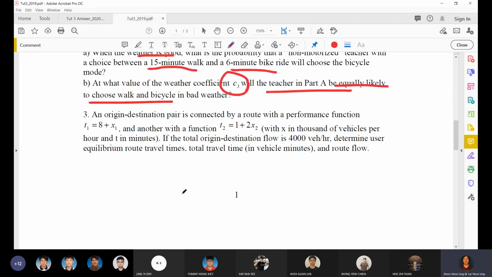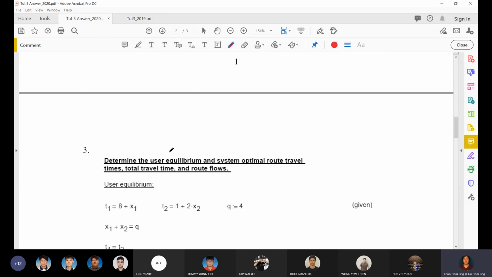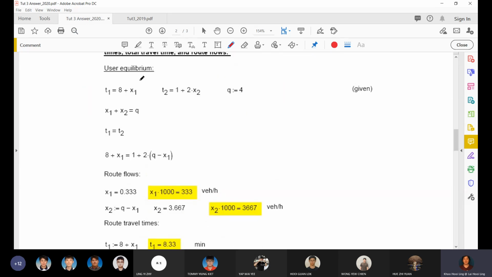That is question 3. Question 3 is on traffic assignment. An origin destination pair is connected by a road with a performance function given: T1 is 8 plus x1, T2 is 1 plus 2x2. So we wanted to know at user equilibrium, what will be the road travel time and the total travel time. So we have two unknowns here, right? One unknown is x1, another unknown is x2.